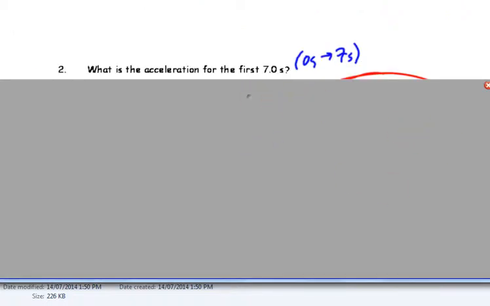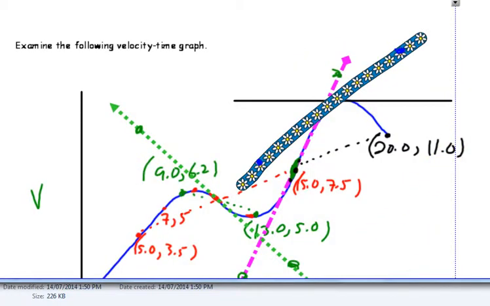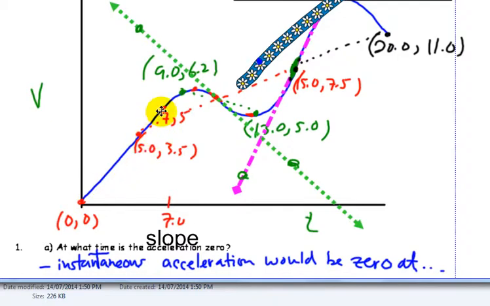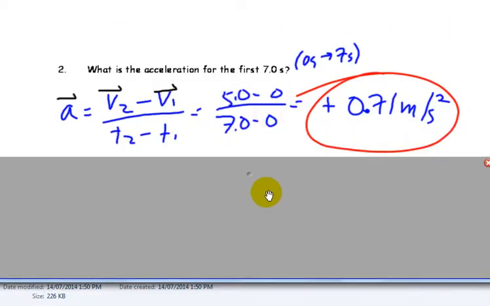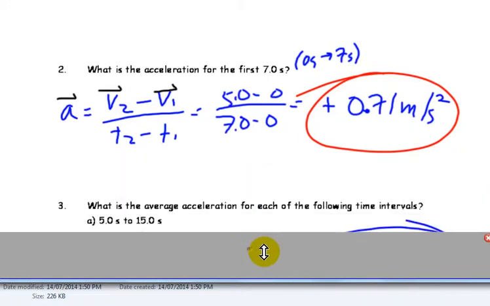What is acceleration for the first 7 seconds? So in other words, from 0 to 7 seconds. Now your graph should be fairly straight here. So 0, 0. And I think the point here that corresponds to a time of 7 is 5. So T1 V1, T2 V2. So 5 minus 0 over 7 minus 0. So you can see we get plus 0.71 meters per second squared.